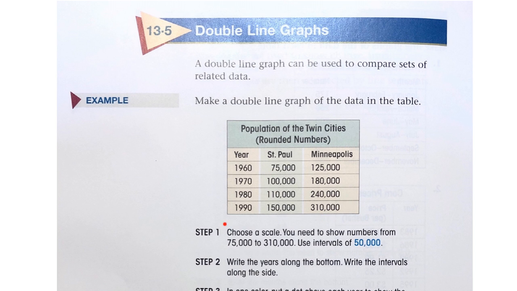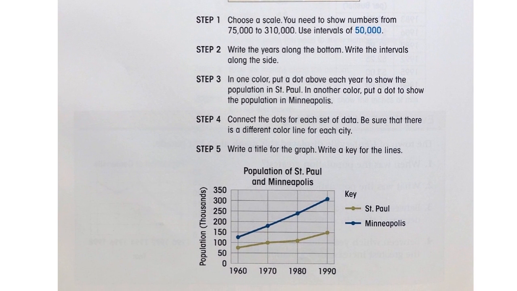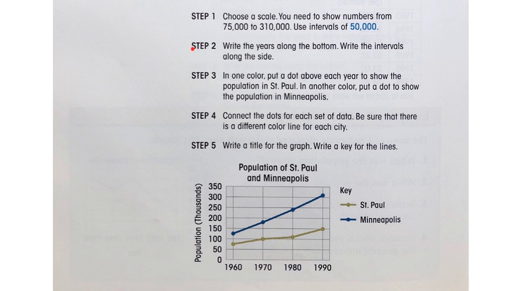Step 1, choose a scale. You need to show numbers from 75,000 to 310,000, from the least to the greatest. We could use intervals of 50,000. So write the years along the bottom and write the intervals along the side. So the up and down will be the intervals of 50,000, and the years will be displayed along the bottom.